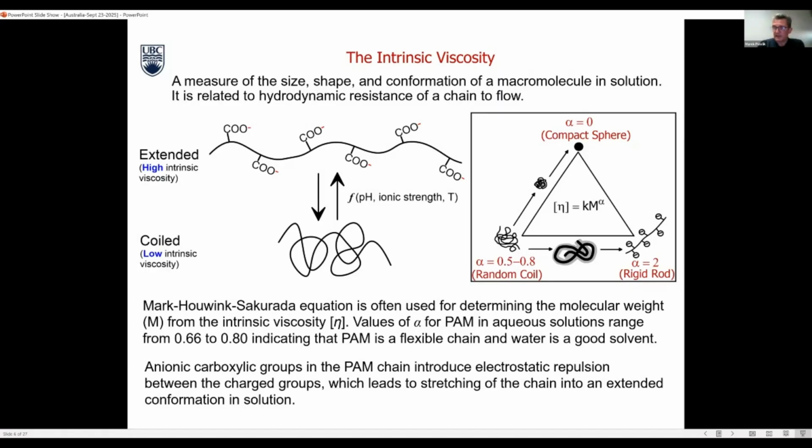There are two parameters there, K and alpha. Alpha actually has a physical meaning, shown again in this triangle in the corners. For a compact sphere, alpha should be 0. At the other extreme, if we have a rigid rod, the alpha value will be 2, and most of the polymers that we deal with are in between. So for polyacrylamide, the value of alpha depends on how it was obtained. It can be between 0.7 and 0.8, so that places us roughly in the bottom left corner of the triangle, indicating that polyacrylamide by nature should be a flexible chain, and that water is a good solvent for the polymer.